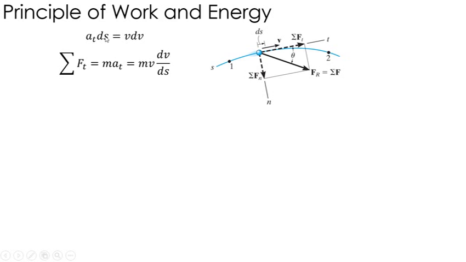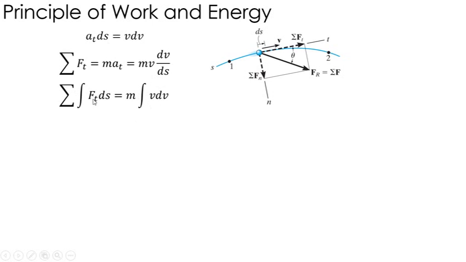So rearranging my kinematic equation, I can just replace a_t with v dv/ds. Okay, so again, I'm just summing the forces in the tangential direction and using a kinematic equation for acceleration in terms of velocity and position to do that. So now what I can do is basically integrate both sides, bring ds to this side and integrate. Okay, and I'm left with m dv over on the right side. m is constant, so I can bring that out. So I'm just left with the integral of v dv here.